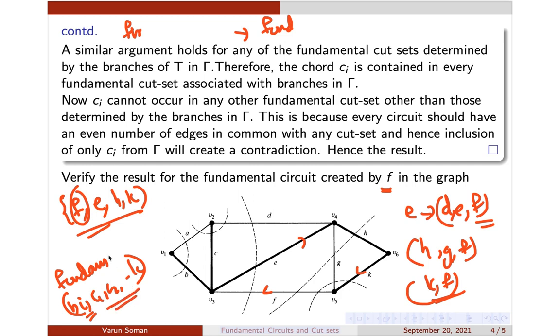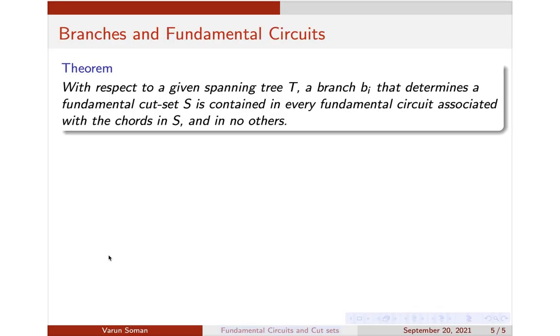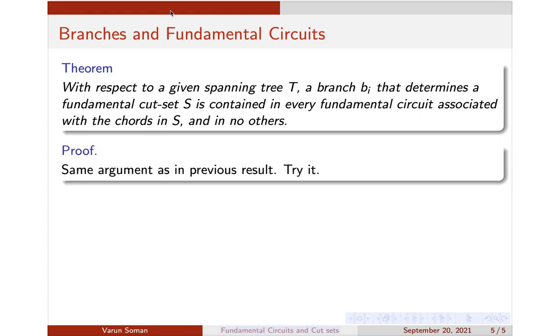Just like the earlier theorem, it's a similar argument. Try to do it yourself. So you can see that a branch Bi that determines a fundamental cut set is contained in every fundamental circuit associated with the chords in S and no others. This is similar to the argument we have done earlier, so please try to do it yourself. Really nothing new is there. The main thing we are using is that a circuit always contains an even number of edges in common with a cut set. That is the idea you are going to use here.